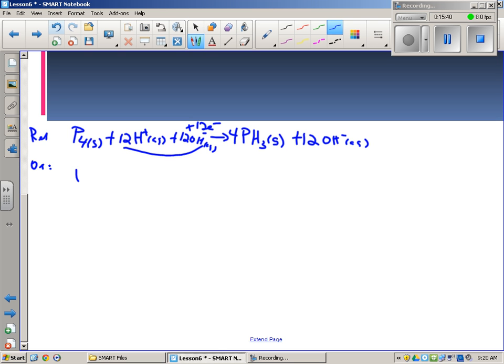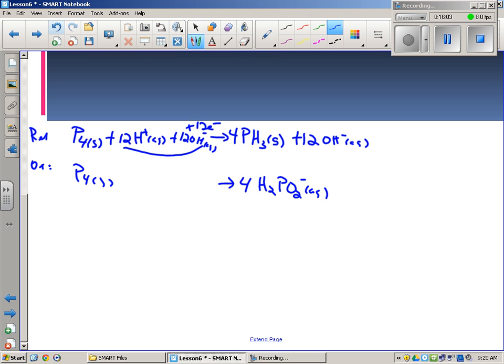Oxidation. P4. Let me give myself a little bit more room here this time. And H2PO2 minus. All right. So once again, you got to balance the P's first. I'm going to put a 4 here.